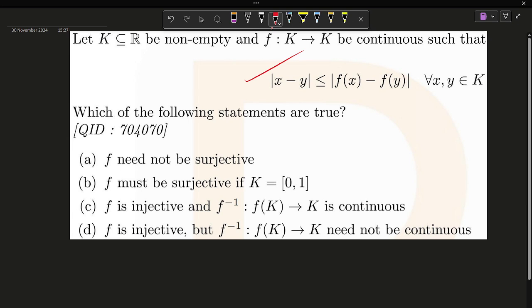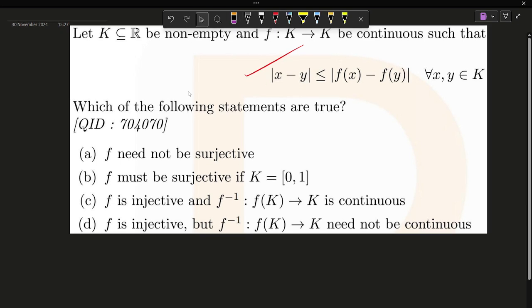So now we have to think about these four options. Which of the following statements are true? Option A tells us that f need not be surjective. Option B tells us that f must be surjective if our domain is restricted to the closed interval [0,1]. For option C, they told us that f is injective and f inverse, going from f(K) to K, is continuous, and option D tells us that it need not be continuous.